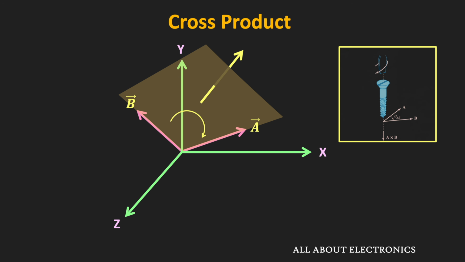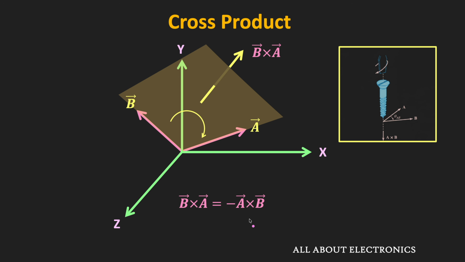So as you can see, the resultant vector of B cross A is in the opposite direction to A cross B. So we can say that A cross B is equal to minus B cross A, or in other words, B cross A is equal to minus A cross B. So now we know how to find the direction of the resultant vector after the cross product.